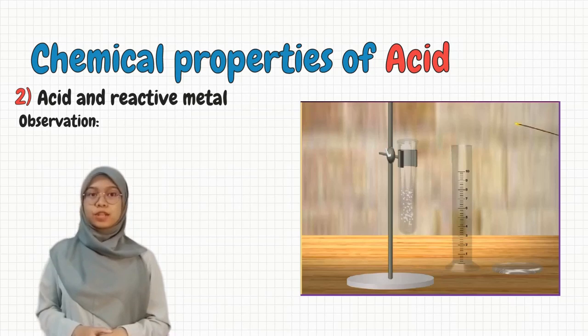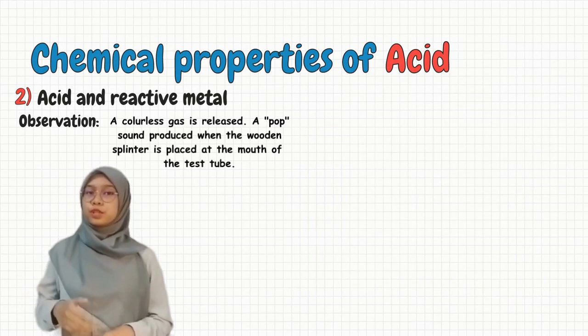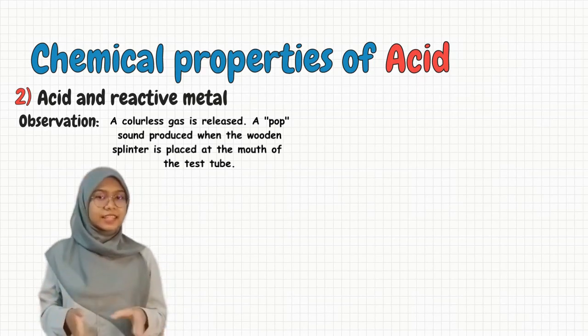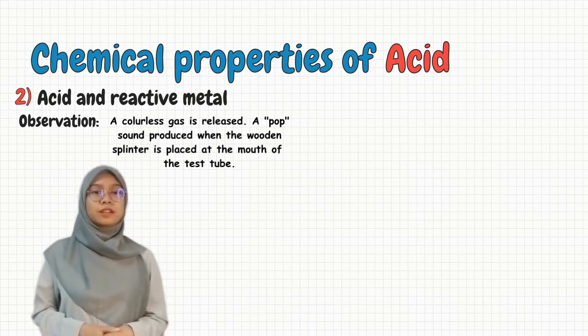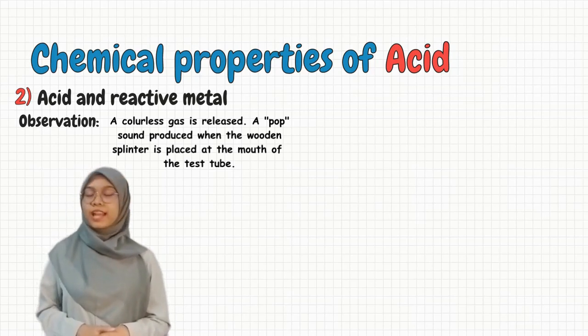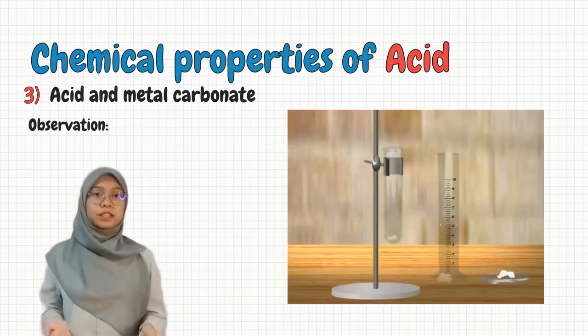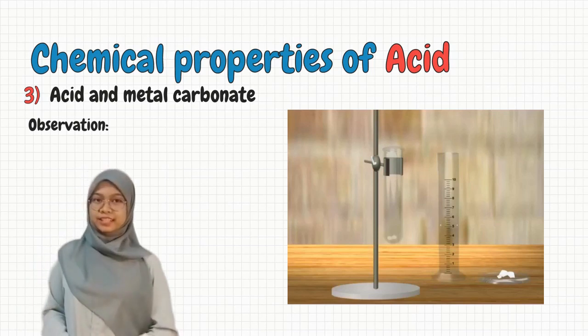Let's test the gas with a wooden splinter. A pop sound will be produced when the wooden splinter is placed at the mouth of the test tube. This indicates the gas is hydrogen. Acid reacting with a reactive metal will produce salt and hydrogen gas. Next, the chemical property of acid is the reaction between acid and metal carbonate.